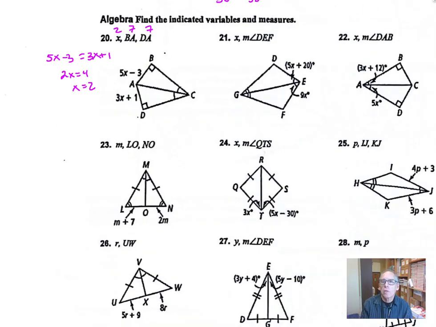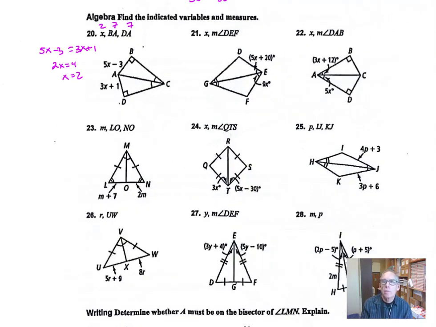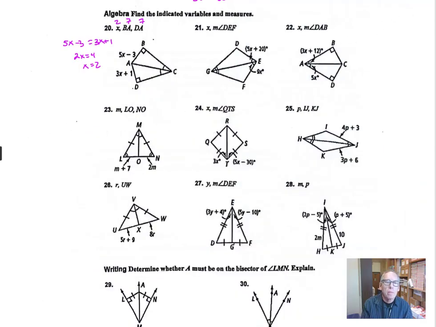Zoom back a little bit. Let's look at the next one. We want to find x. These two angles are congruent to each other since this is a bisector. And so we can set 5x plus 20 equal to 9x. Take 5x away from both sides, we get 20 is equal to 4x, or x is equal to 5. So x is equal to 5.